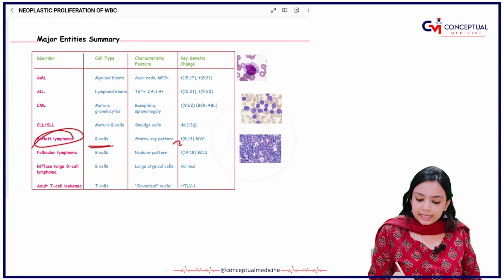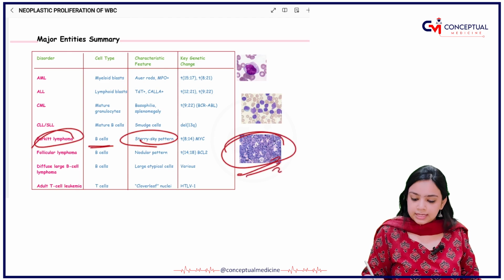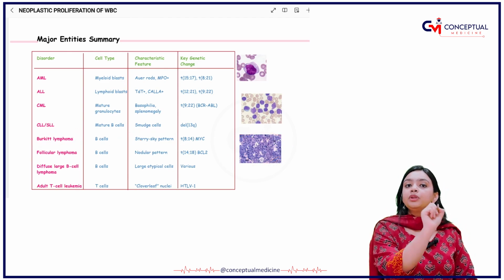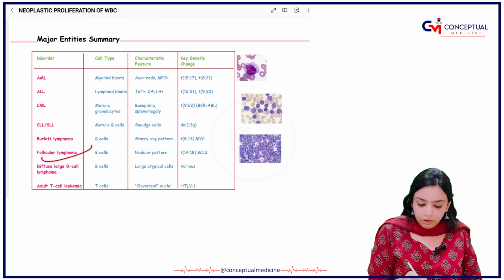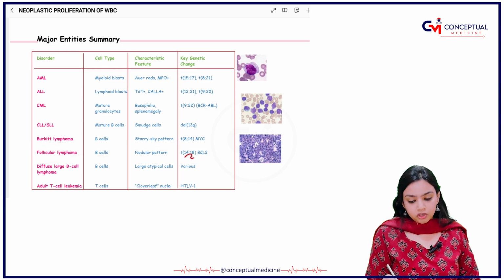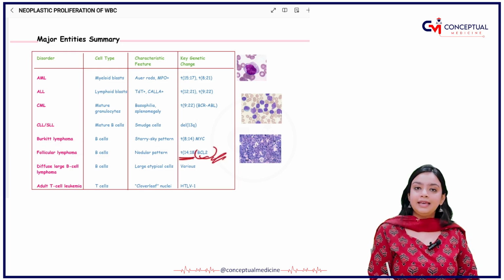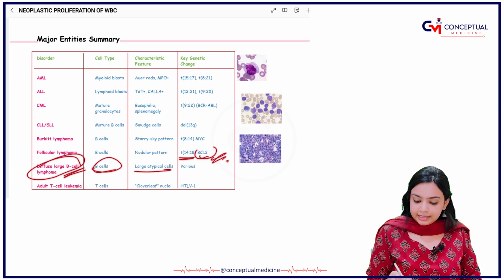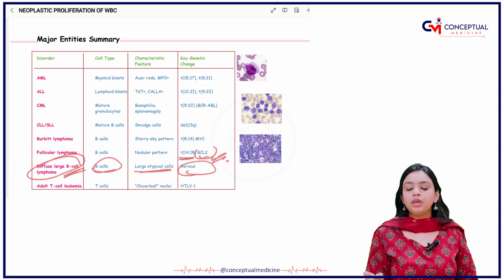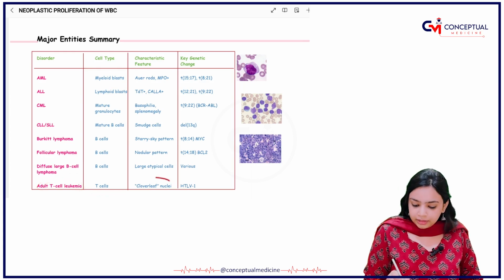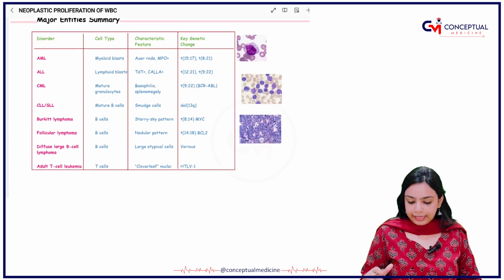Burkitt's lymphoma, B cell, there will be a starry sky pattern. Translocation is t(8;14) and there will be a mutation in the MYC gene. Follicular lymphoma, B cells, there will be a nodular pattern and translocation t(14;18) and BCL2. Diffuse large B cell lymphoma, there will be B cells and large atypical cells. Okay. Adult T cell leukemia, cell type is T cells. There will be clover leaf nuclei.